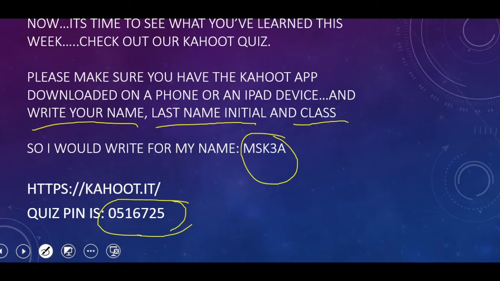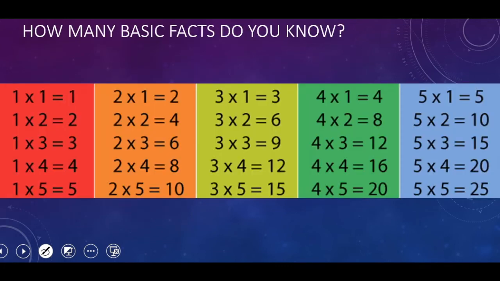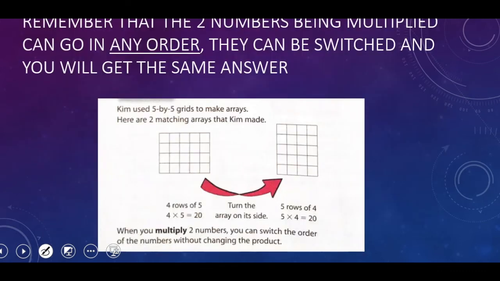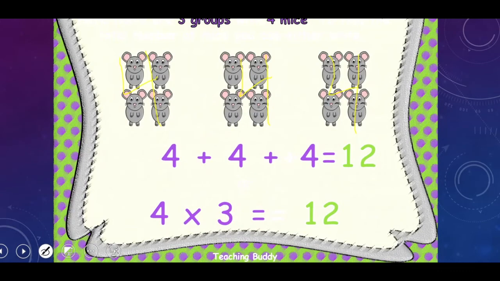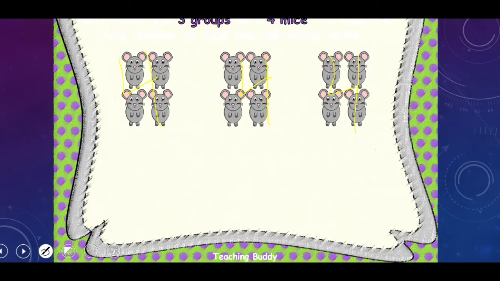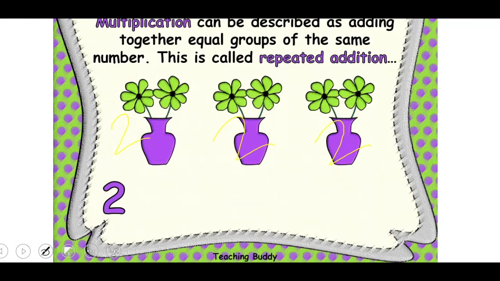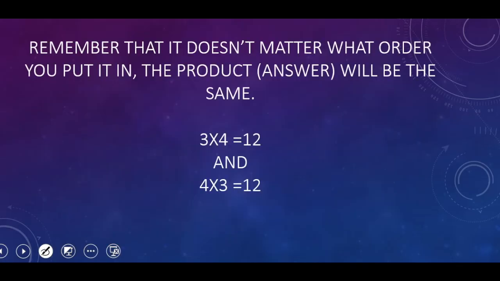Okay? The quiz pin is 0516725. Take your time, go through, make sure that you know all of these different ideas. So remember that product means answer in multiplication. Remember, equal groups are just the same number.